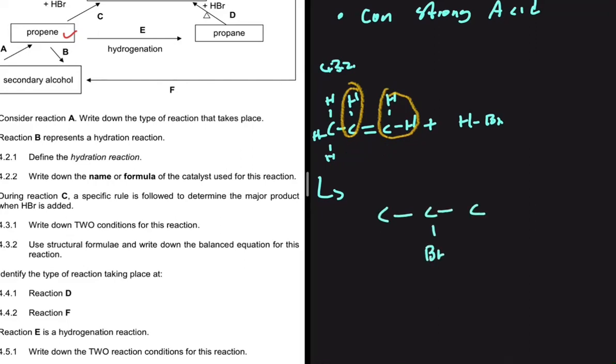Br is going to come to the carbon in the middle, and the hydrogen is going to come to the first carbon. And then now it's just a matter of filling out our hydrogens. So this is our major product according to Markovnikov's rule. And then Br being on the first carbon and H being on the second carbon is our minor product. This is our major product. Usually when this reaction occurs, this is the product.